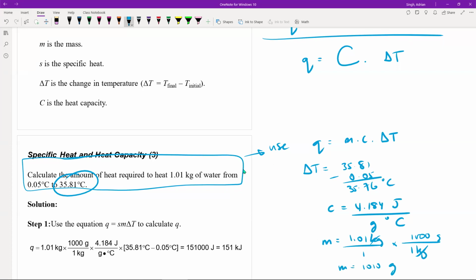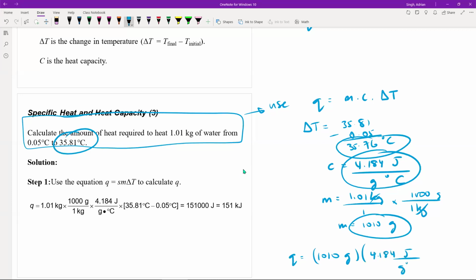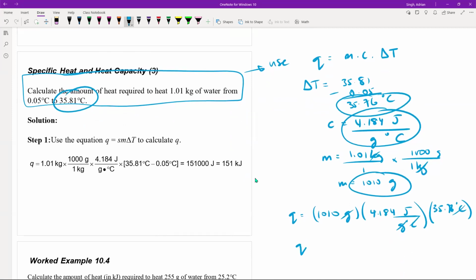So I have all the things I can now substitute into my equation: my mass, my specific heat, and my changing temperature. So I have Q equals the mass, 1010 grams, times 4.184 joules per gram degree Celsius, times the temperature change, 35.76 degrees Celsius. Keep track of the units because it will help you figure out whether you've set this up correctly. Degrees Celsius go away, grams go away, we end up with joules as the units. So we evaluate this to 3 sig figs, we get 151 kilojoules.